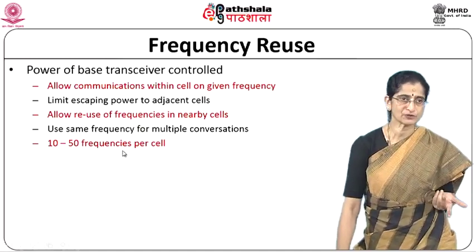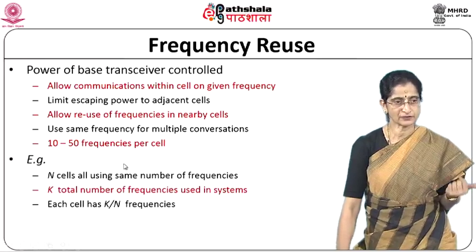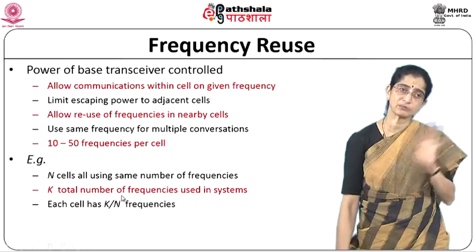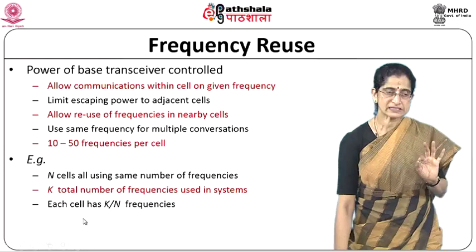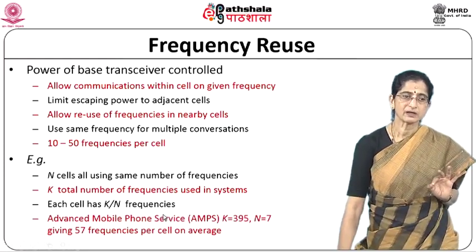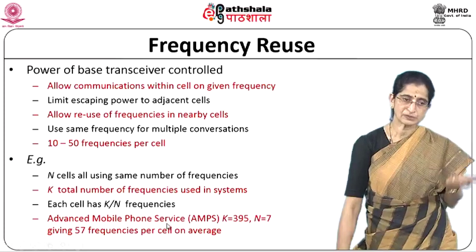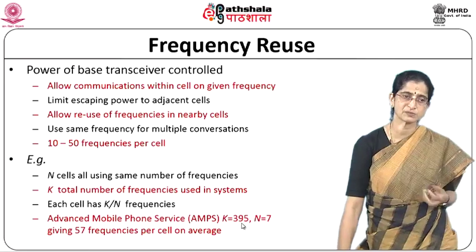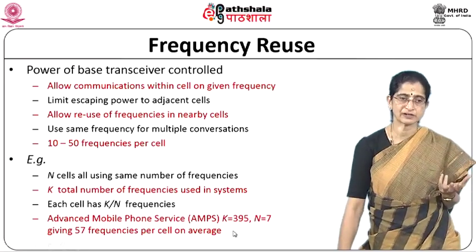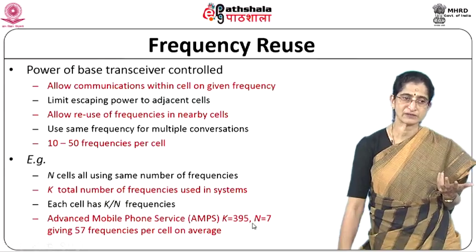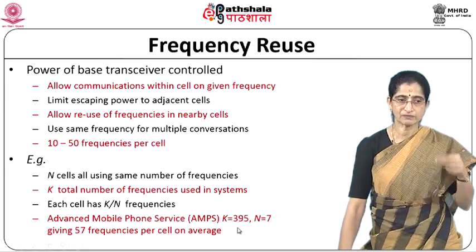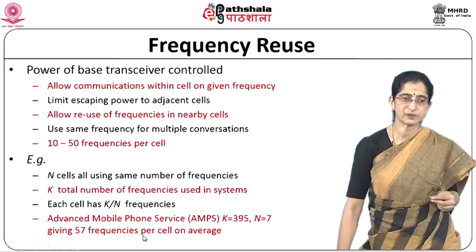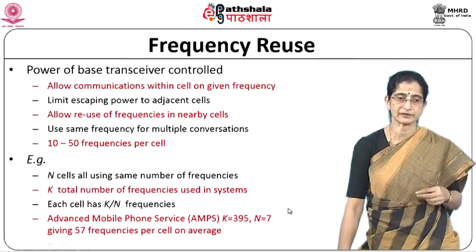Typically we have about 10 to 50 frequencies per cell. For example, if you had n cells all using the same number of frequencies, and k is the total number of frequencies used in the system, then each cell has k by n frequencies. For instance, in AMPS, the first generation cellular networks, you could have a value of k as 395, which means the total number of frequencies available is 395, and you had about n equal to 7 cells having the same frequency. We will see how these 7 cells are actually chosen. So totally you get about 57 frequencies per cell on average.